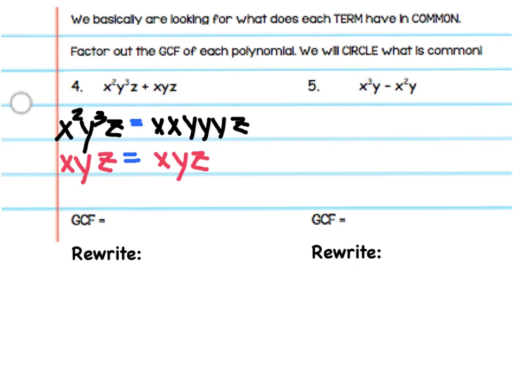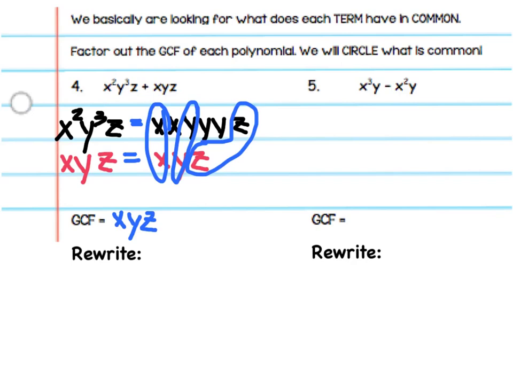xyz. Now let's circle what they have in common. They have an x in common, have a y in common, and we have a z in common. So what that tells me is that xyz is a GCF. That's what they all have in common.